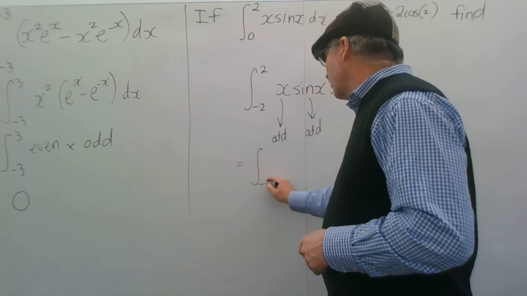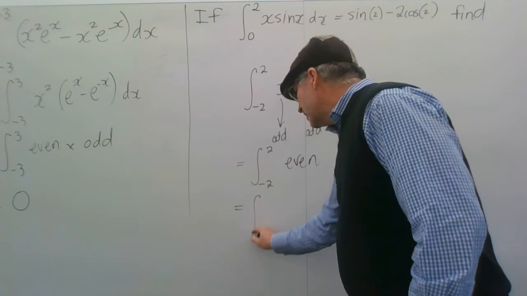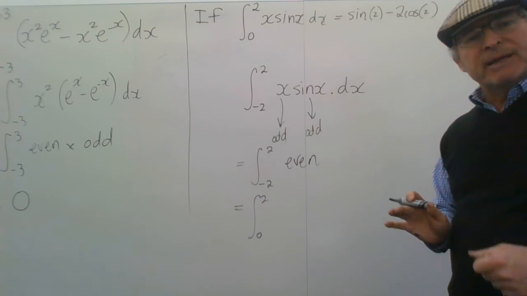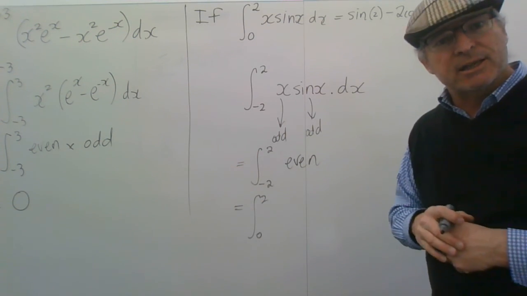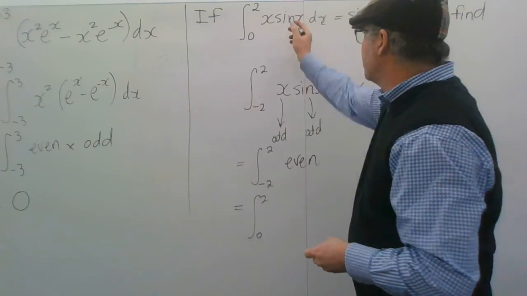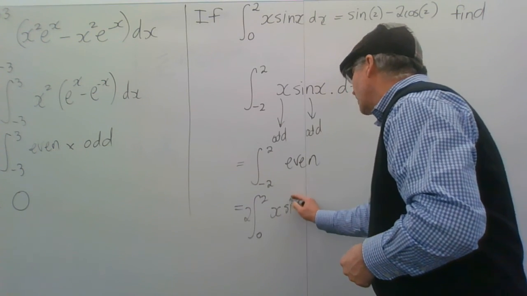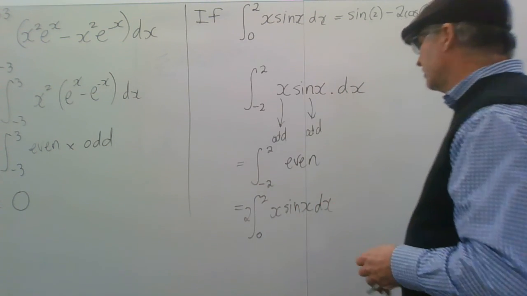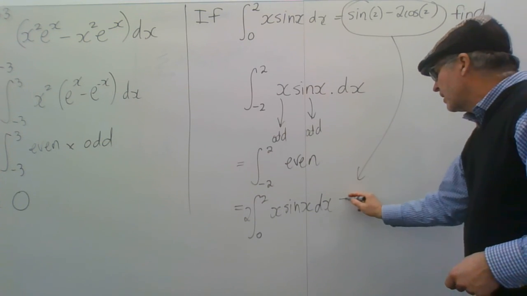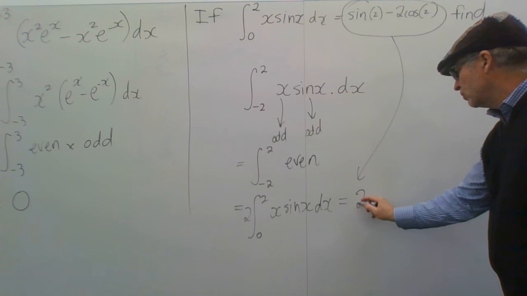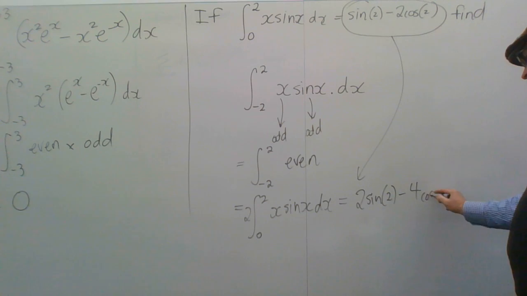So it's the integral from minus 2 to 2 of some even function, right? Which means it's symmetrical, so it'll be double whatever the left is or double whatever the right of the y-axis is. So it'll be double the integral from 0 to 2 of x sine x dx. Now they've told us what that value is, so our answer will just be double that. It'll be 2 sine of 2 radians minus 4 cos of 2 radians.